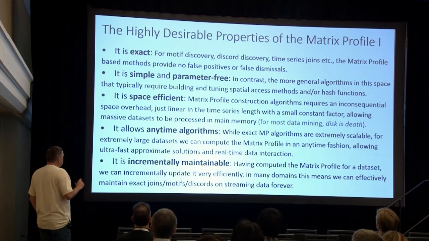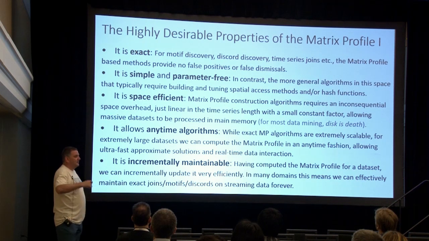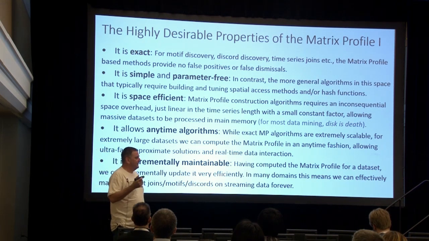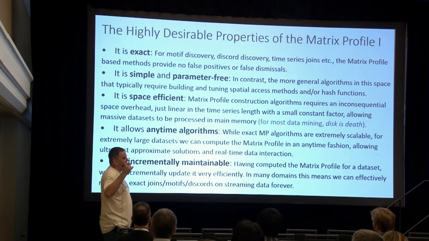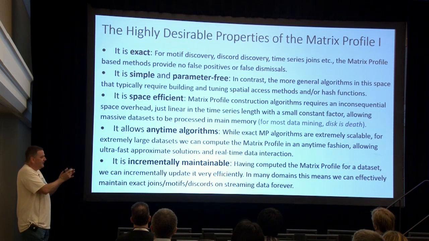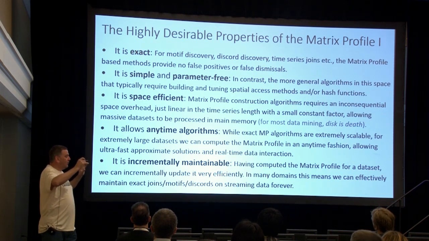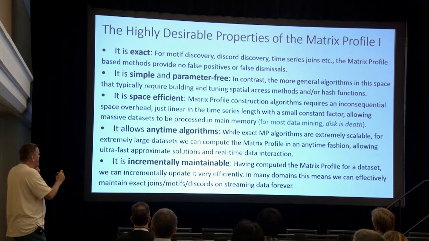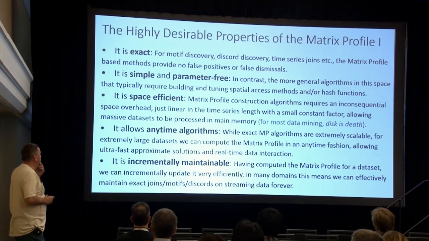We're very space efficient. In many algorithms in this space, the data structure that encodes the time series is much bigger than the time series itself. For example, a suffix tree is typically 10 times bigger than the data it represents. That means you might have to take a small piece of data, explode it so large that partially it's on disk, and have a very nasty problem. So the overhead of the matrix profile is almost inconsequential.